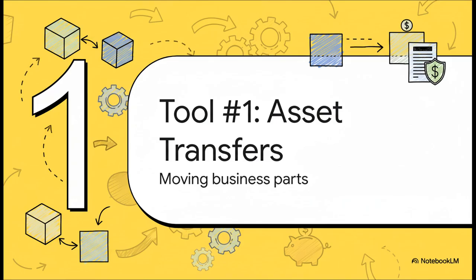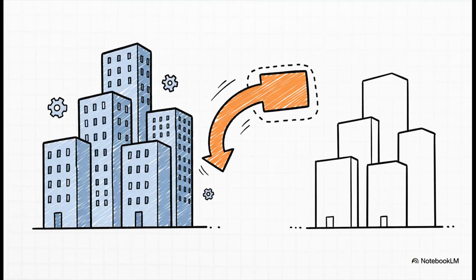So now let's actually open up this toolkit. Our first and most straightforward tool is the asset transfer. You can think of this as the scalpel in our kit, the precision instrument for moving very specific pieces of a business from one corporate box to another. And the real power of this tool is its flexibility. An asset transfer isn't an all-or-nothing deal. A company can decide to just carve out a single division, or maybe just a specific group of assets, and move them over to another corporation, leaving the rest of the business totally untouched.